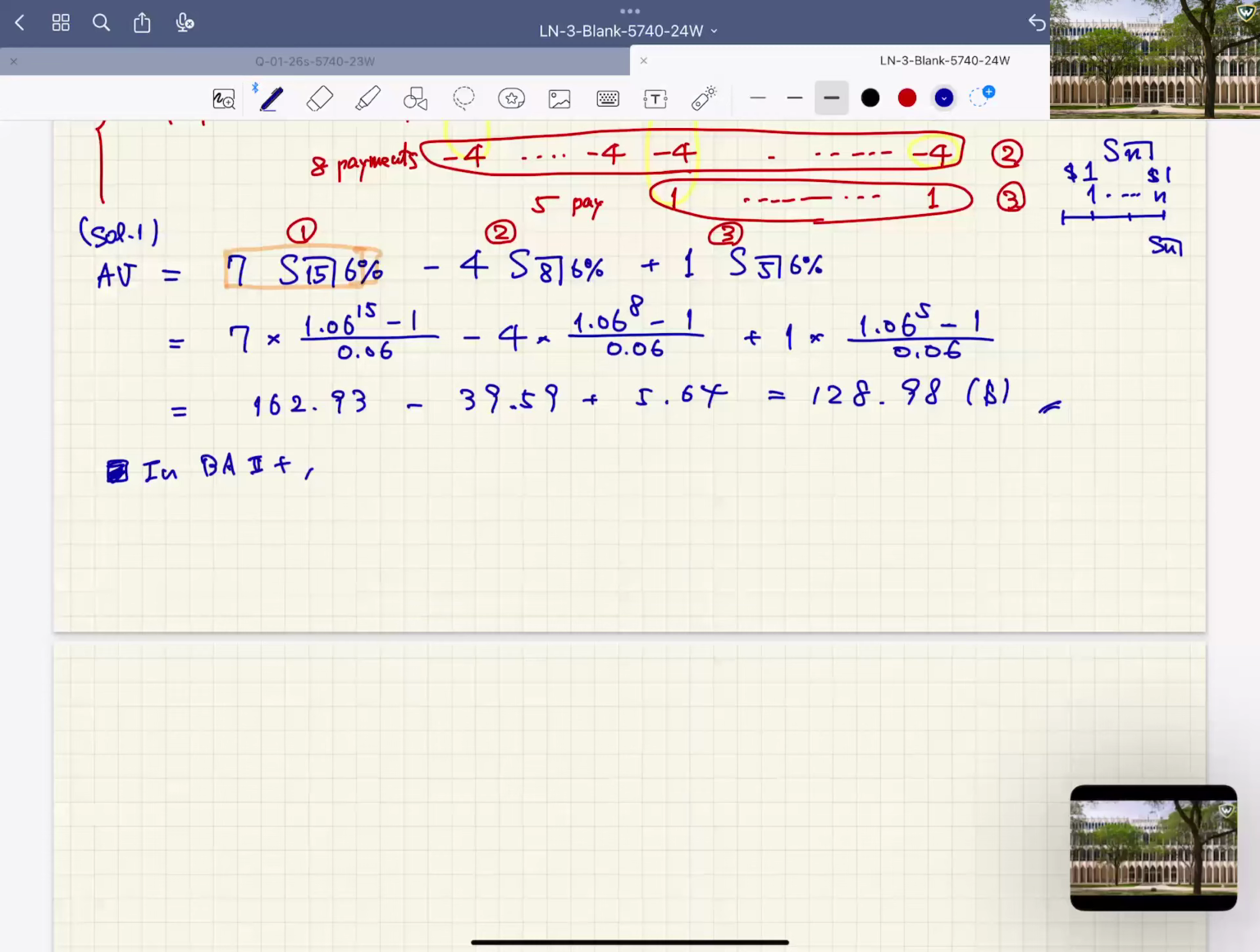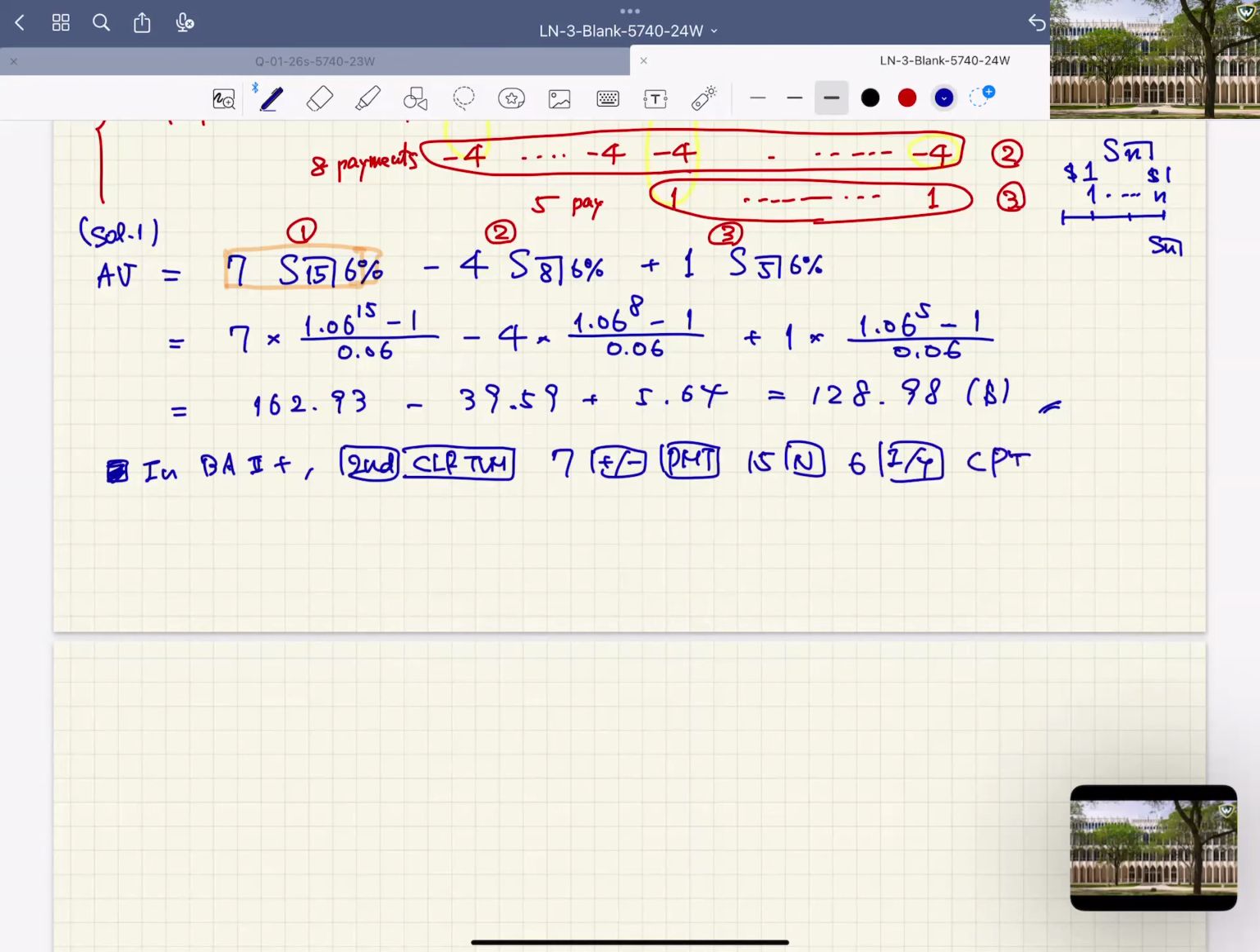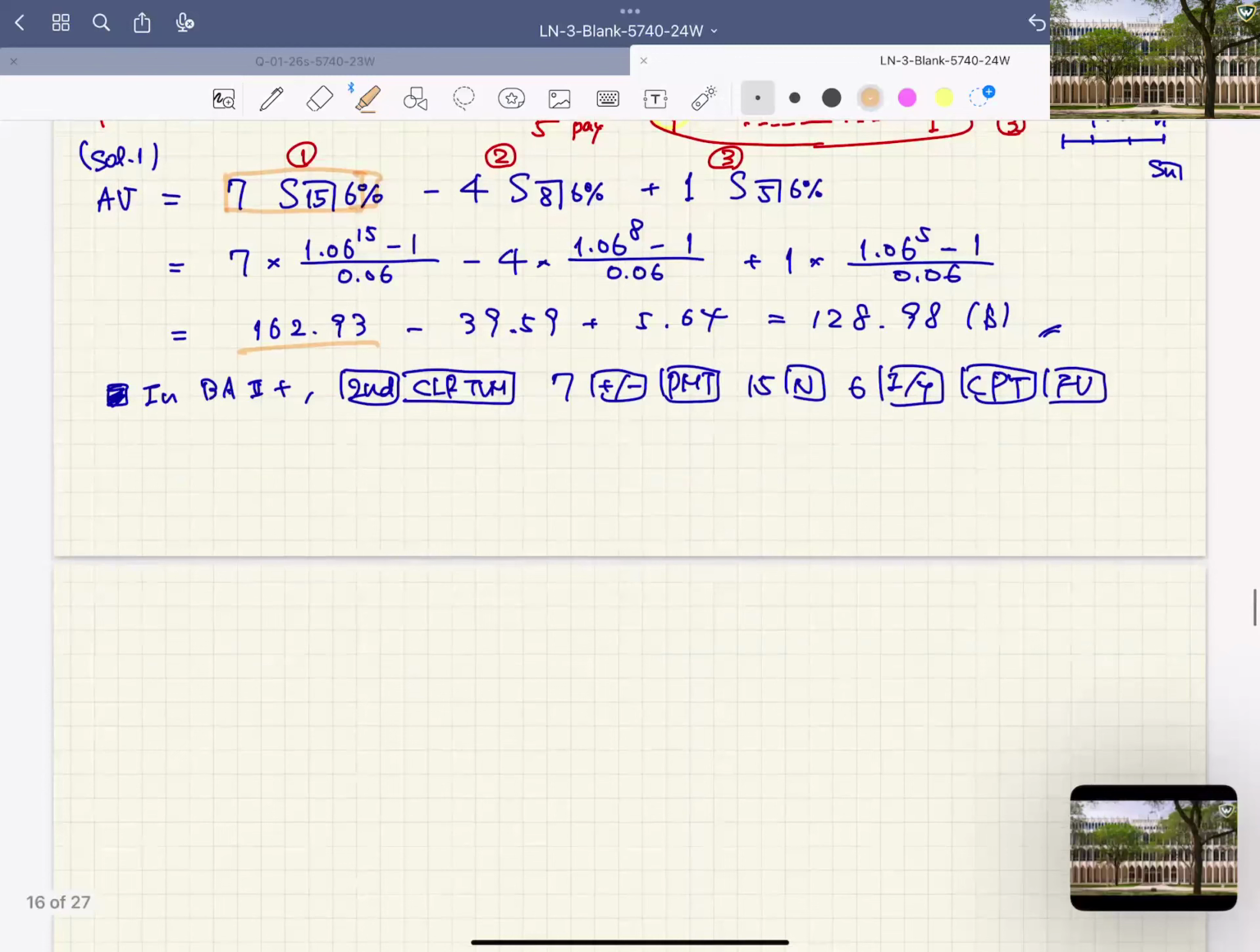So second, clear TVM. At first, you clear all memory in your calculator, then 7 and maybe negative payments. And then 15 N and 6%, then compute future value. Then you get this, 162.93.